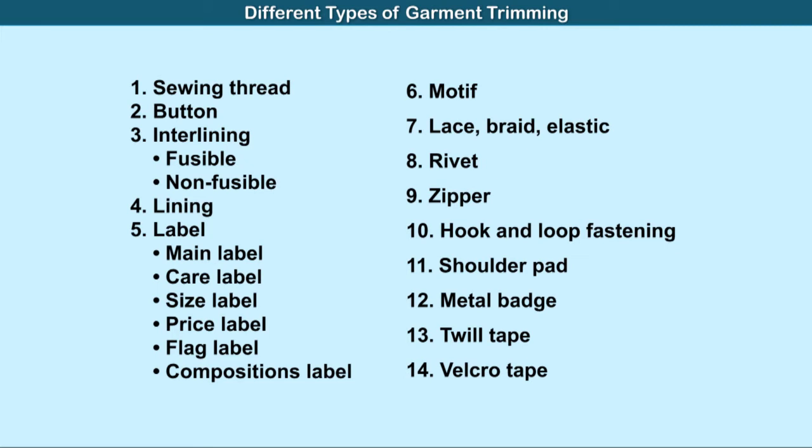Different types of garment trimming are basically sewing thread, button, interlining, that is fusible interlining, non-fusible interlining, lining, label, main label, care label, size label, price label, flag label, composite labels. Then we have motif, lace, braid, elastic, velcro, twill tape, metal badge, etc.